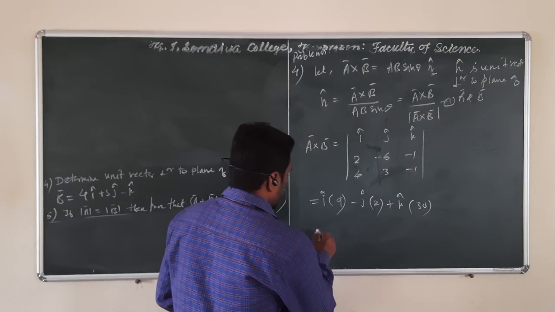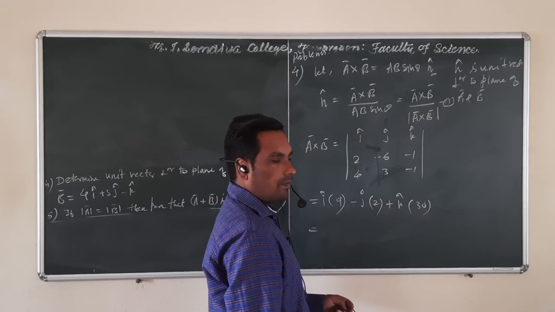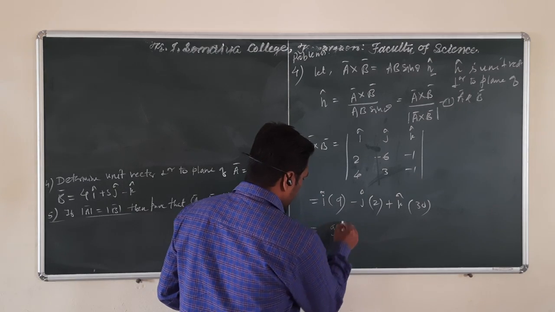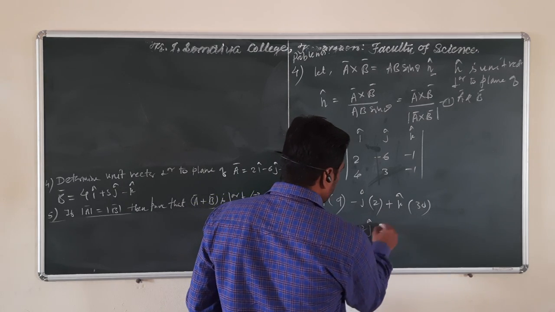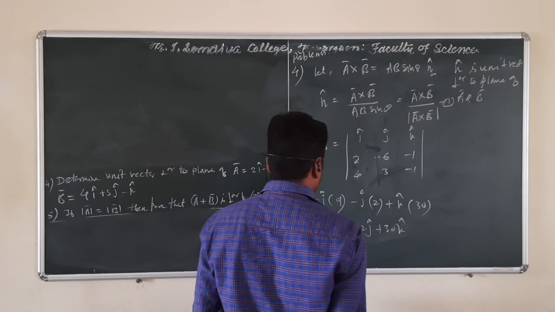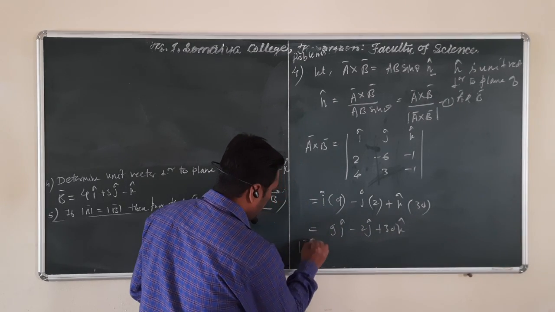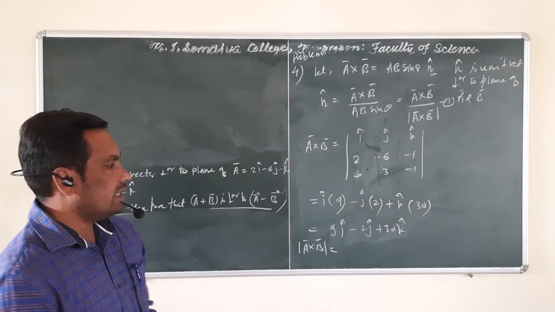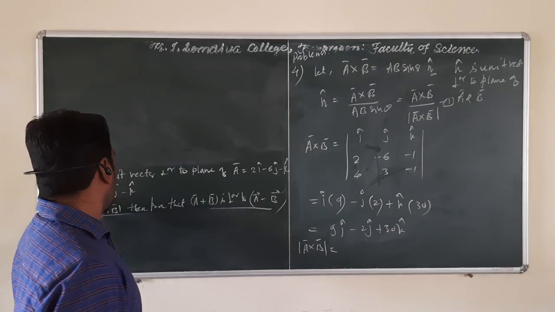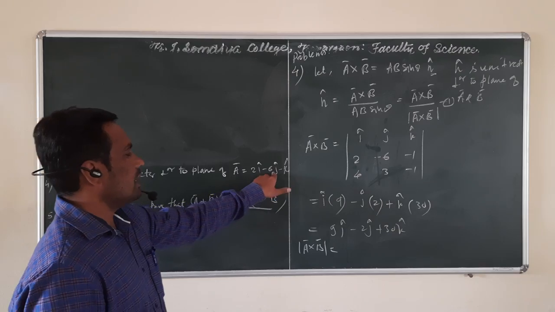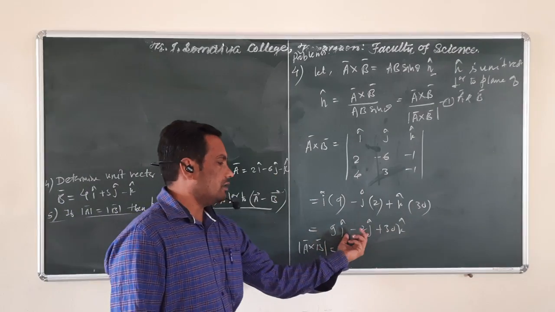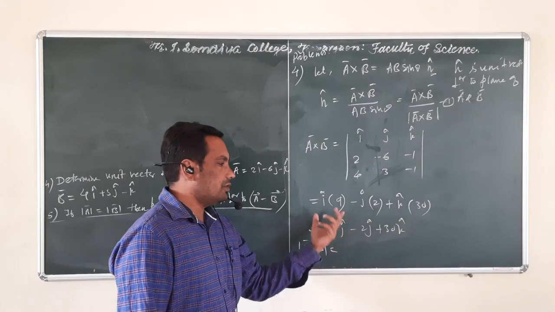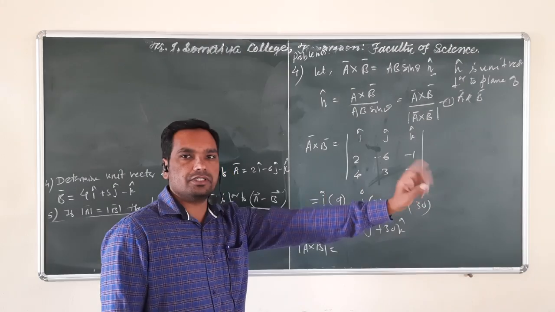Now this is equal to 9 i cap minus 2 j cap plus 30 k cap. I think in your book I have written some coefficients slightly different. That's why we get this vector different from your book, but the procedure is the same. Follow this procedure and you will get the answer which is in the book.